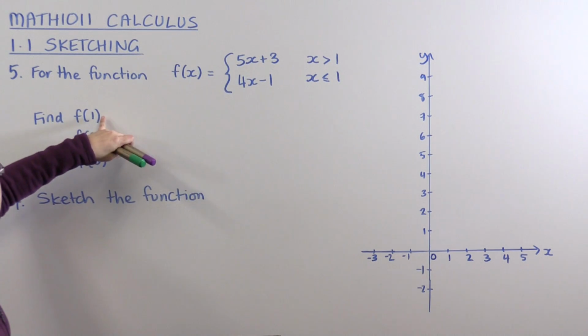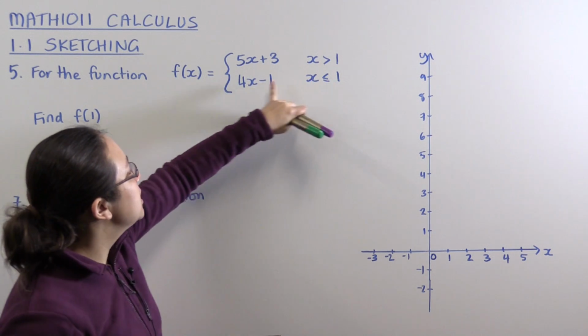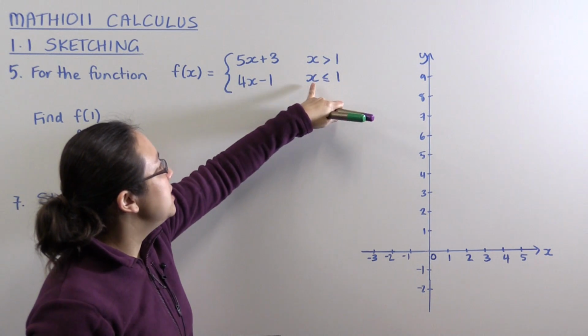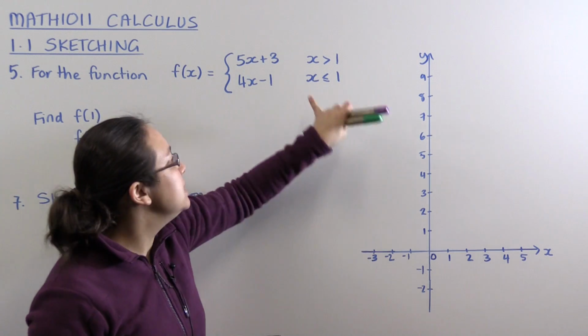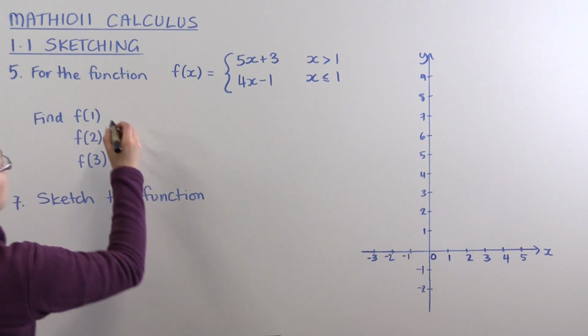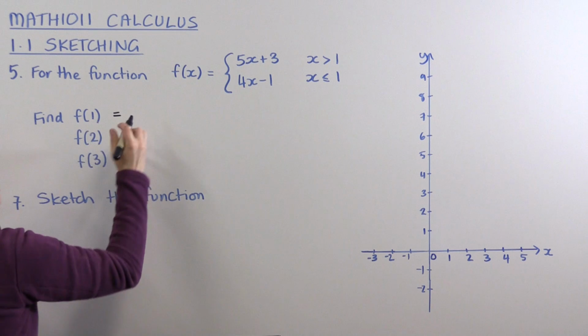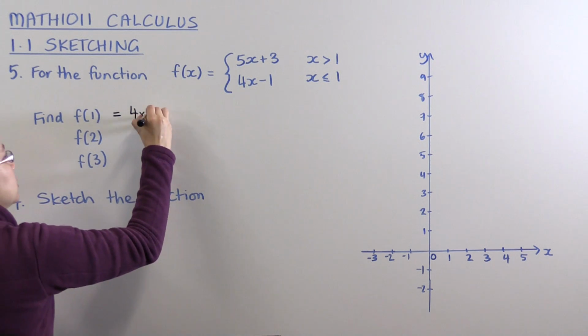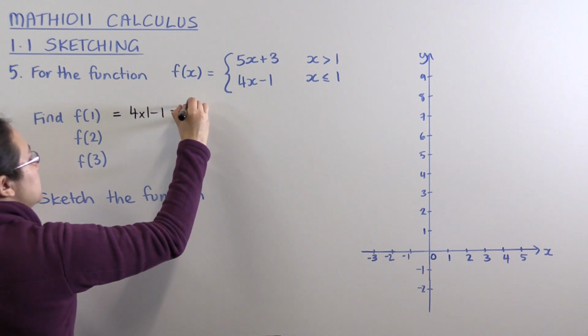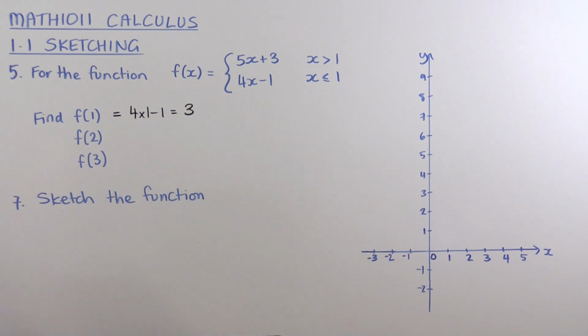Now when x is 1, we need to follow this second rule, because that holds for x less than or equal to 1. So 1 is less than or equal to 1, so we're going to follow the rule 4x minus 1. So f of 1 must be 4 lots of 1 minus 1. That's 4 minus 1, which is 3.